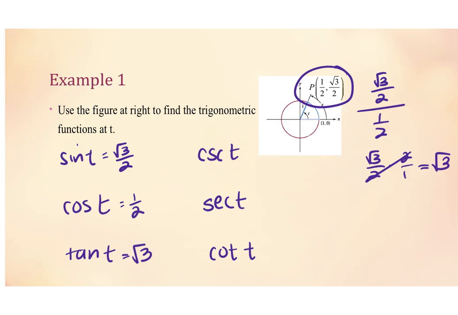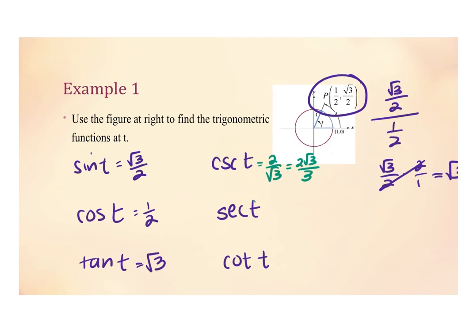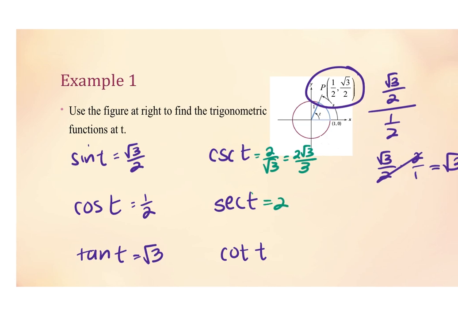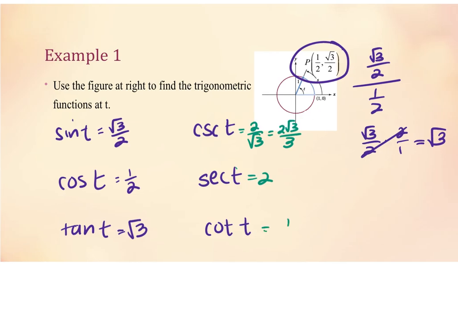And then we're going to flip them. I'd get 2 over root 3, which can't be left that way because we have to rationalize it. This becomes 2 root 3 over 3. Flip the cosine to get the secant. That's just 2. Flip the tangent: if it's root 3 over 1, this becomes 1 over root 3, which also gets rationalized to root 3 over 3. So every π/3 and every π/6 is going to have those six values. Sometimes they're switched, obviously, but those are all the same.